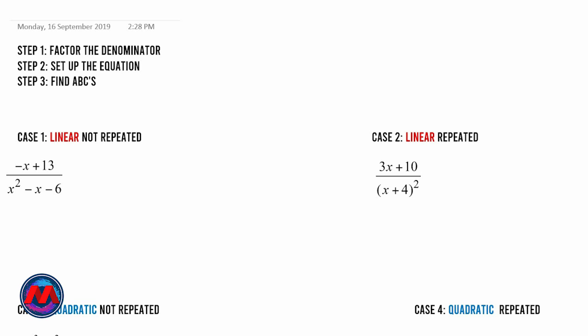Okay, second, set up natin yung equation. And third is to find the ABCs. Now, ang denominator natin, pag na-factor natin yan, it would result into two specific equations only. Pwede siyang linear equation or pwede rin siyang quadratic equation. Linear equation, ibig sabihin, ang highest degree niya is 1, while quadratic equation, ang highest degree niya is 2.